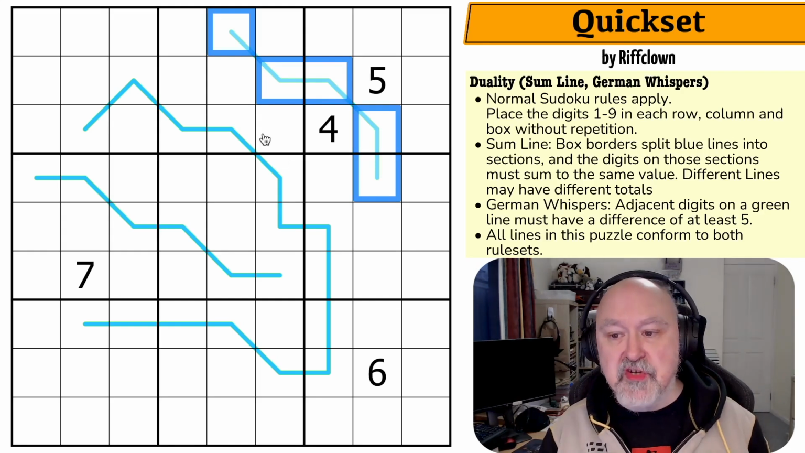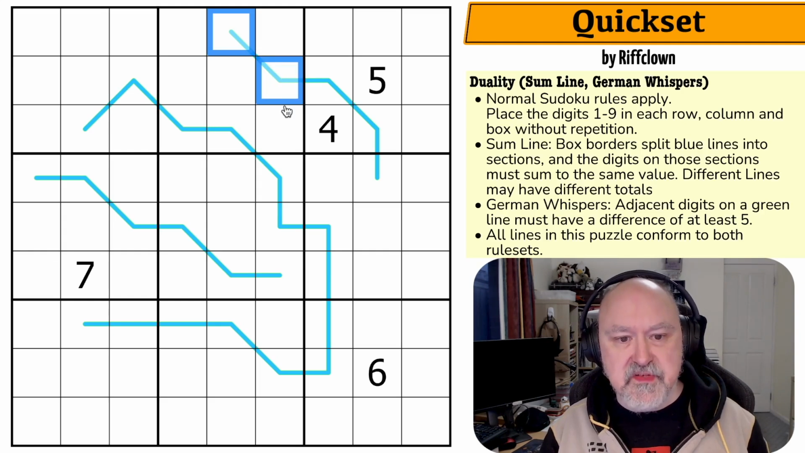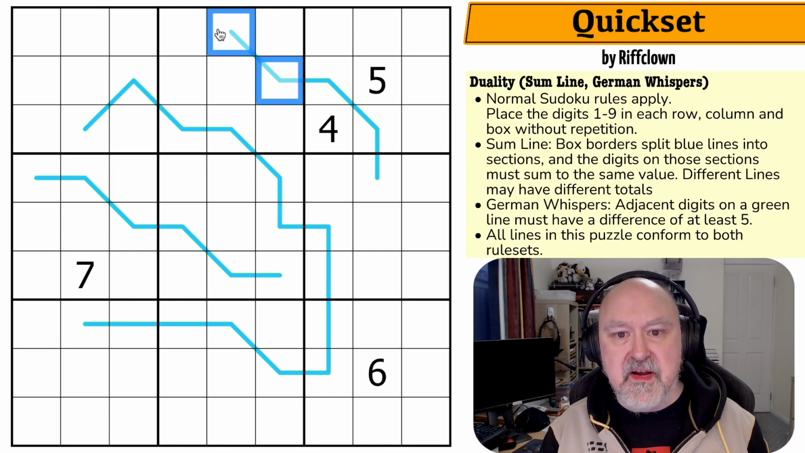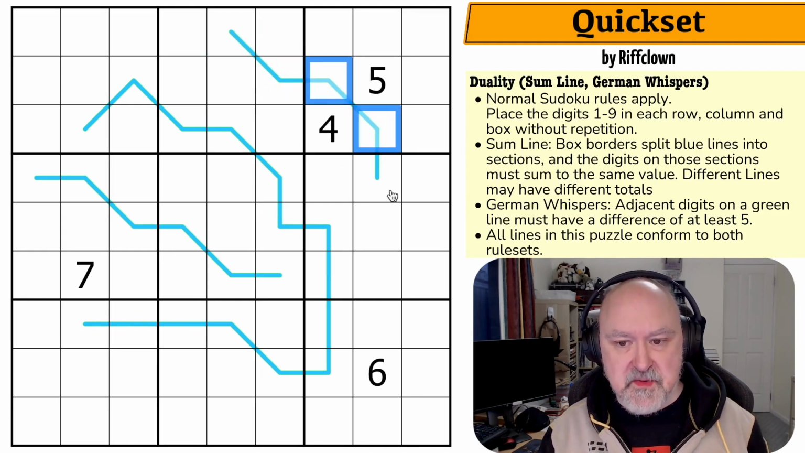And then we've got German whispers. So adjacent digits on a green line, these lines are also the green lines. You can kind of see a green border around it, but adjacent digits on a green line must have a difference of at least 5. So, the final rule is all lines in this puzzle conform to both rule sets. So these digits must have a difference of at least 5, as must those, as must those. They're the rules of the puzzle.